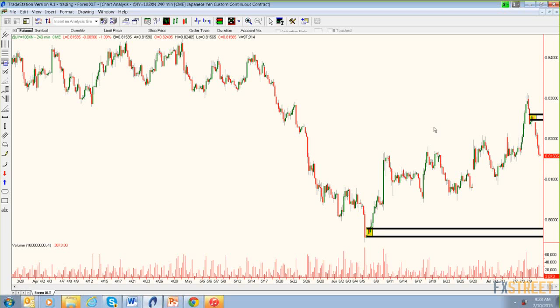What we're in search of is, where are those unfilled orders? Where exactly are banks buying and banks selling? Where were banks trying to buy and couldn't get all their orders filled? Where were banks trying to sell and couldn't get all their orders filled?